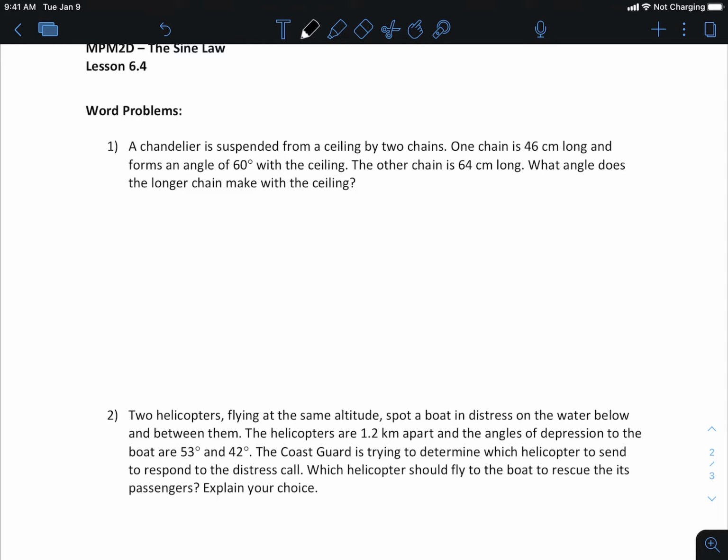What angle does the longer chain make with the ceiling? Okay, so I always draw a picture. You're not going to do these without drawing a picture, because you're just going to plug things into the wrong spot, get wrong numbers, and it's just going to be a disaster. Whereas if you just draw a picture from the beginning, you at least have a fighting chance.